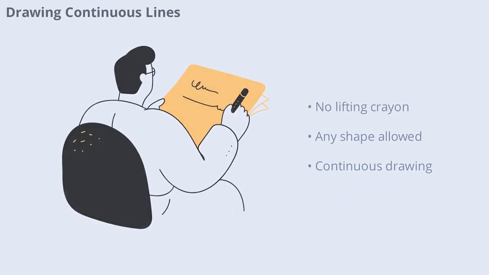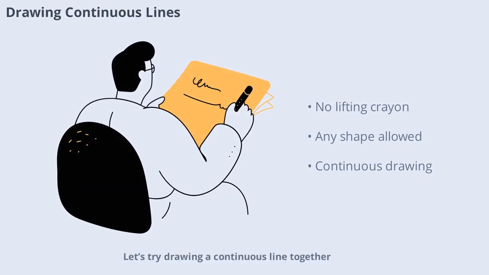Let's try drawing a continuous line together. Take a crayon and draw a wavy line on your paper without lifting your hand. See how easy it is? That's what mathematicians mean by continuity. You can make any shape as long as you don't lift your crayon.